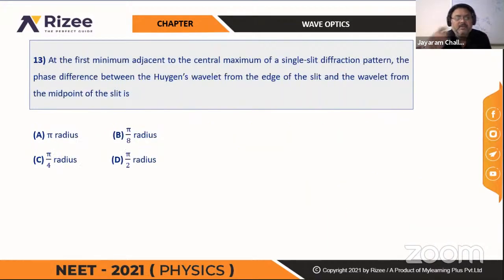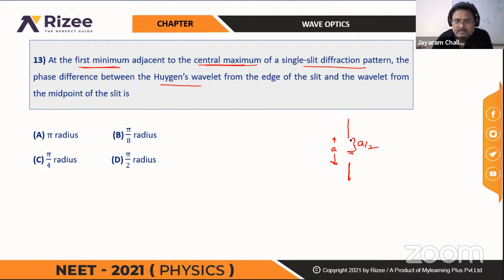Next one, the first minimum adjacent to the central maximum of a single slit diffraction pattern: the phase difference between the Huygens wavelet from the edge of the slit to the wavelet from the midpoint of the slit. So he is asking what is the phase difference. So if the total width of the slit is going to be your a, then he is asking what's the phase difference between the midpoint of the slit and the edge of this one.